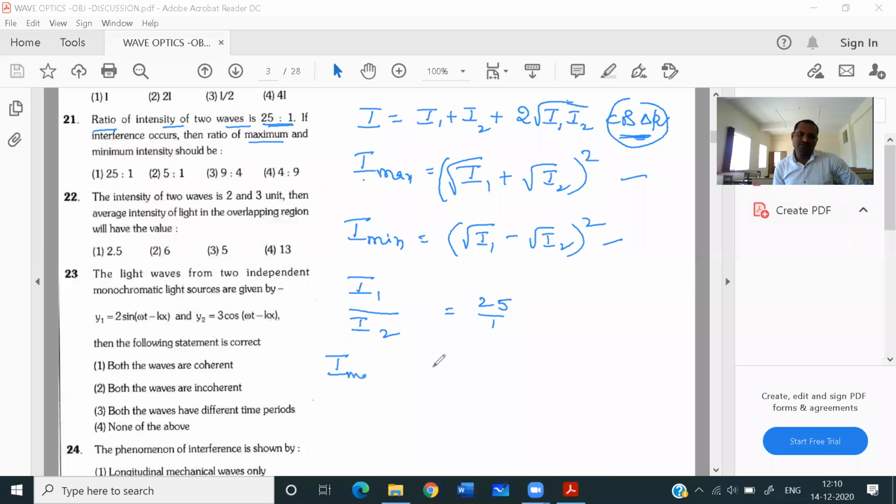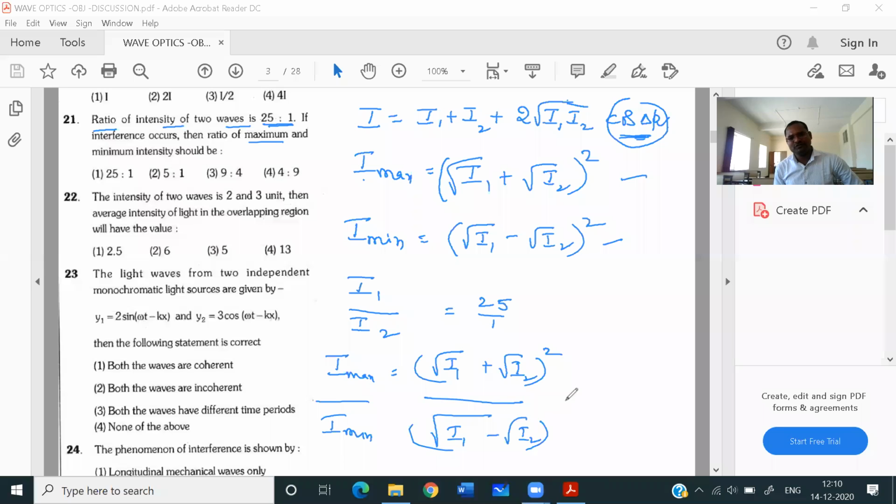I maximum is equal to root of I1 plus root of I2, whole square. I minimum is root of I1 minus root of I2, whole square. Now, the ratio I1 by I2 is 25/1, which means the I1 value is 25 and the I2 value is 1. That is the meaning.